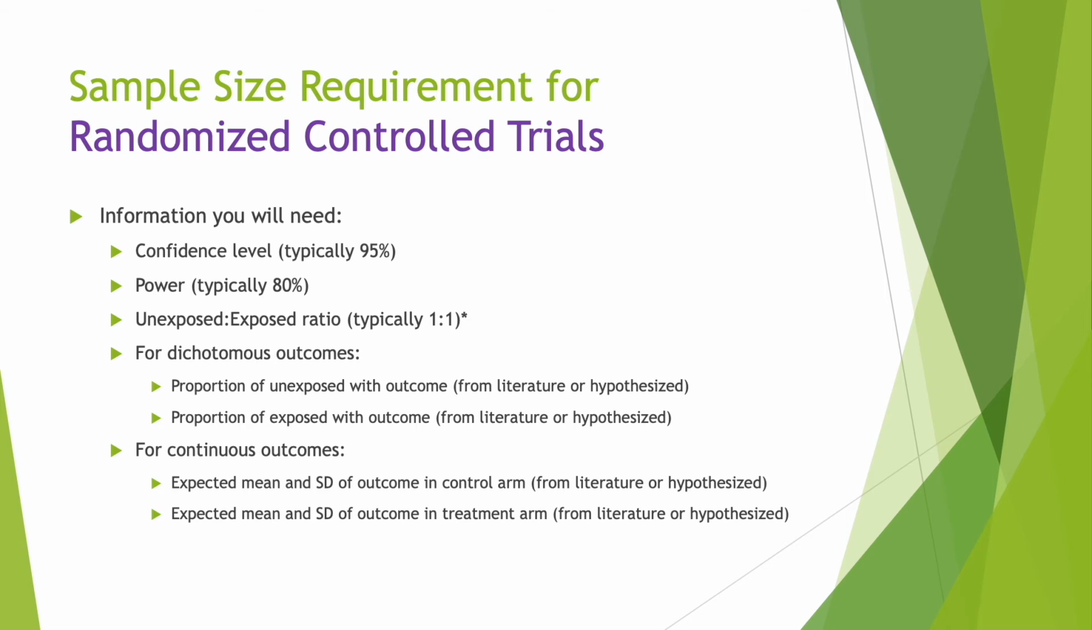the proportion of the unexposed with the outcome and the proportion of the exposed with the outcome. On the other hand, if your outcome variable is continuous, you must provide information on the mean and standard deviation of that outcome for both trial arms. Now, once you have all of this information, proceed to the OpenEpi web page.